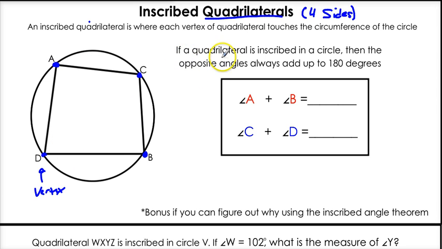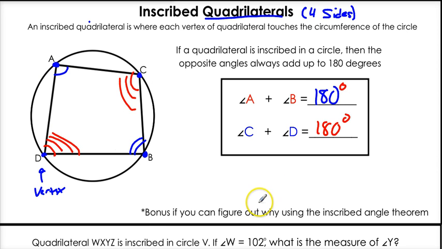Now here's a fact. If a quadrilateral is inscribed in a circle, then the opposite angles always add up to 180 degrees. What I mean by opposite angles is, we could say that A and B, those are my opposite angles. So A plus B would be 180 degrees. And then if you look over here, we have C and D, which are opposite from each other. C and D, I'll just use different markings here. These also add up to 180 degrees. So the opposite angles always add up to 180.